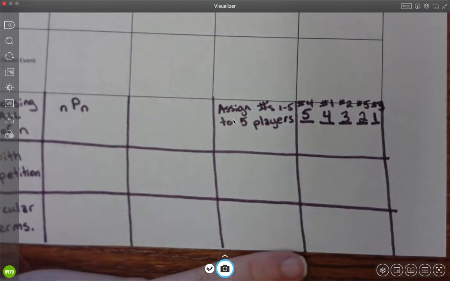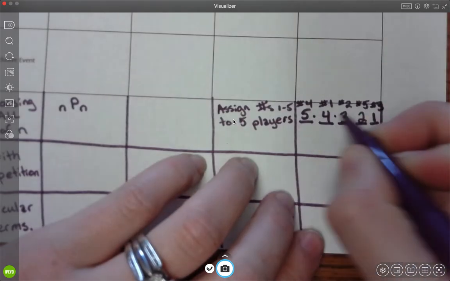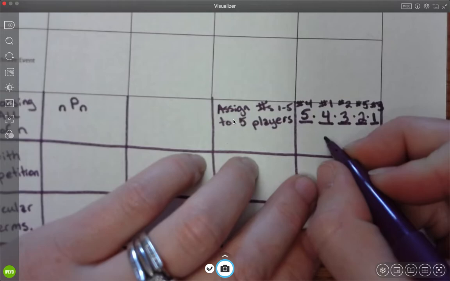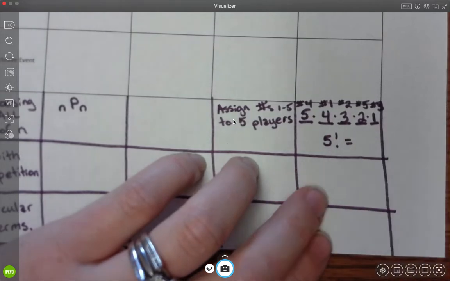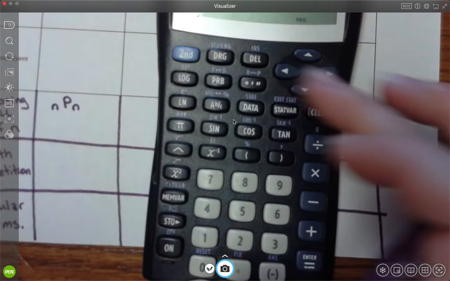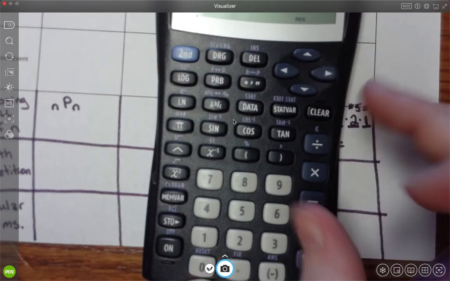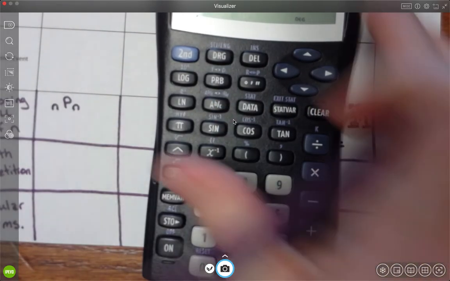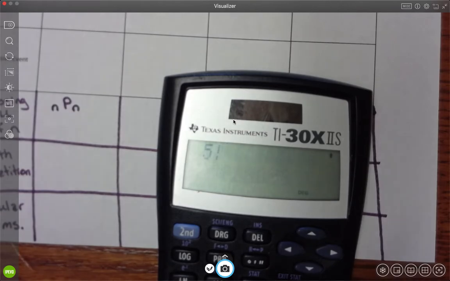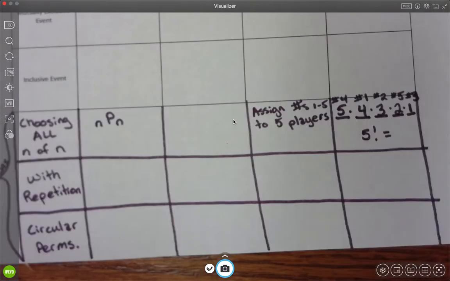And so the number of ways that I can assign them jersey numbers would be 5 times 4 times 3 times 2 times 1. Another way of writing that is 5 factorial. I can do 5 factorial in my calculator. So I have 5, I go to the PRB button, which has that factorial. I have 5 factorial, enter, and there's 120 different ways that I can do that.